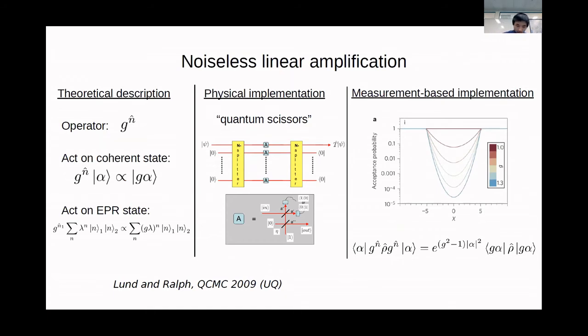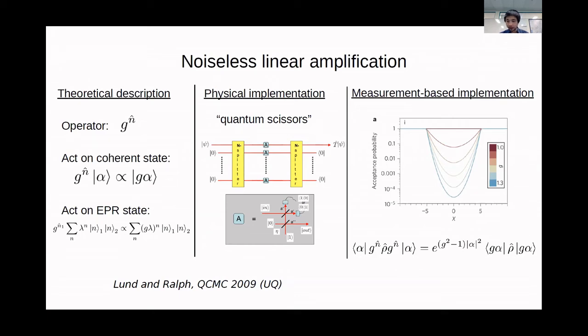In Canberra, we are looking at a line of attack using so-called noiseless linear amplification. The noiseless linear amplifier is a strange operation. It's not unitary, it's not bounded, it's not physical. It's represented by the operator g to the power of n hat, where n hat is the photon number operator.